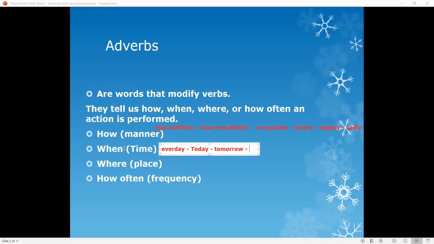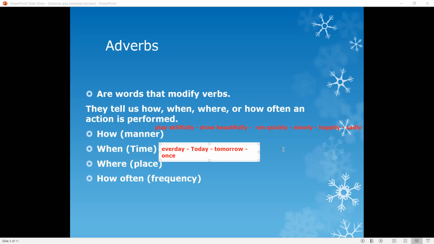So again, they tell us when the action is performed, the time of this action. Like every day I go to school. When do you go to school? Every day. As long as it answers the question when, then it's an adverb. What are you doing today? Today I am traveling. When are you traveling? Today. When are you going to your grandma? Tomorrow.